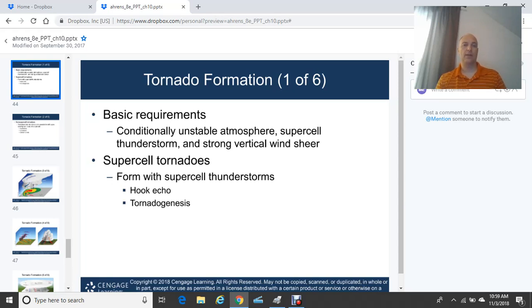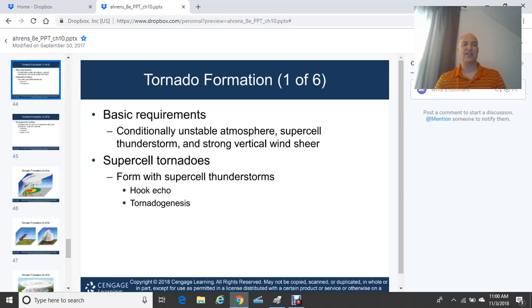All right. And the hook echo is an example of what you would look for on a radar image, a Doppler weather radar reflectivity image. You would see a hook-type shape. And that's an indicator for the National Weather Service. If they see that hook-shaped echo in reflectivity, they are most likely going to issue a tornado warning.